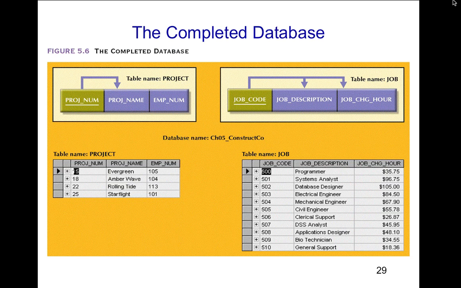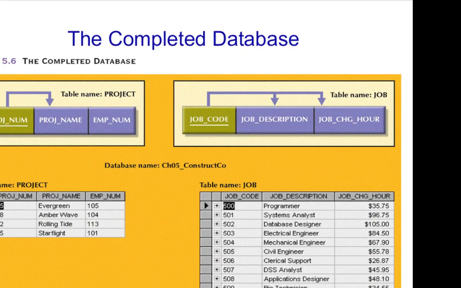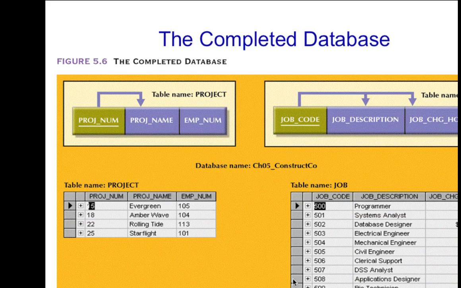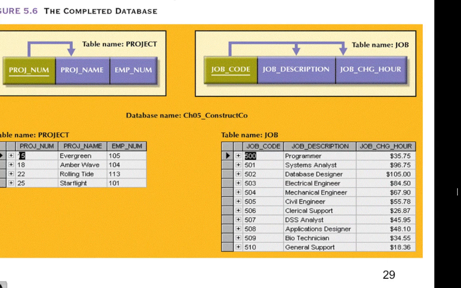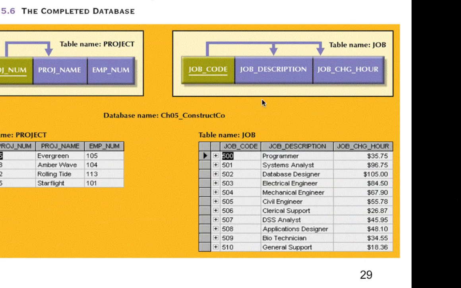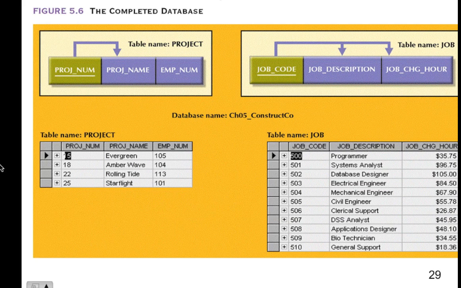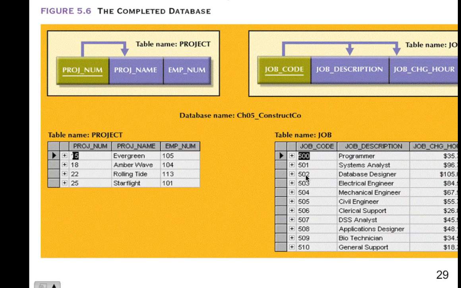So here's the completed database design in terms of our original example, where we've got the project at the top, and the project itself is going to have an example of the data that's stored in this particular table: project numbers, project name, employee number. And then we have the job table, where you have the job code, job description, job charge per hour, rate per hour.